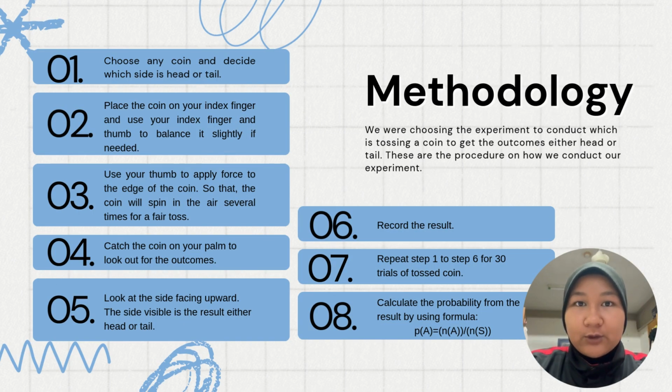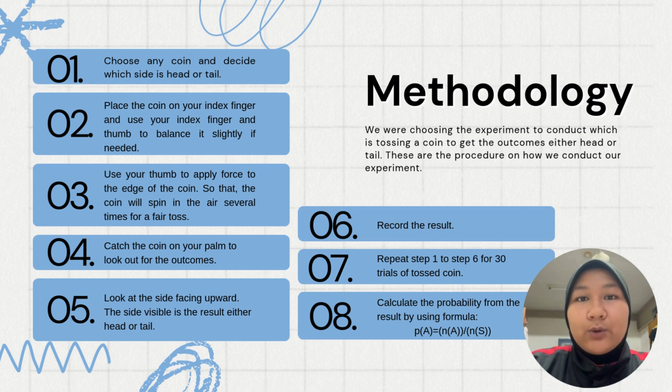Now, I'm going to explain about methodology. First, we need to choose any coin and decide which side is head or tail. Place the coin on your index finger and use your index finger and thumb to balance it slightly if needed. Use your thumb to apply force to the edge of the coin so that the coin will spin in the air several times for a fair toss. Then we need to catch the coin on your palm to look out for the outcomes.